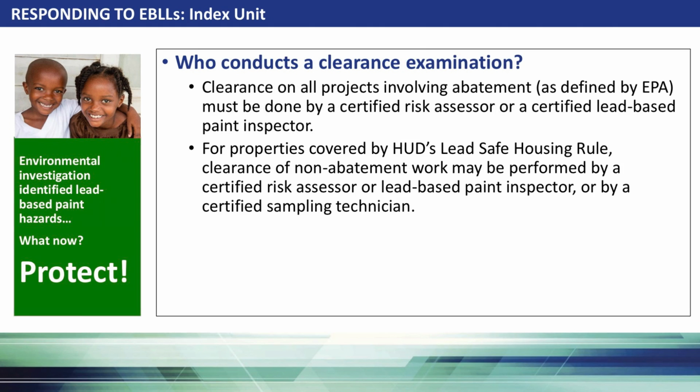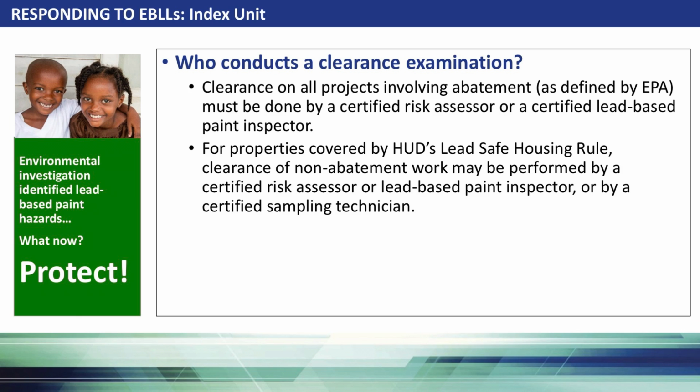Under the Lead Safe Housing Rule, clearance must be performed by a certified risk assessor or a certified lead-based paint inspector if the work involved abatement. For non-abatement work, clearance may also be done by a certified sampling technician. Note that states and localities may have different requirements for who conducts the clearance examination. If local standards are higher than the Lead Safe Housing Rule standard, owners and PHAs are required to follow the higher standard.